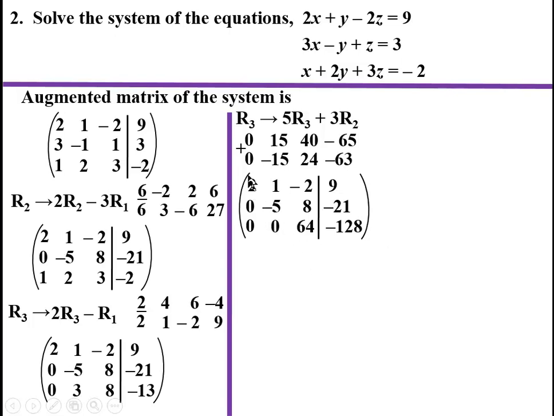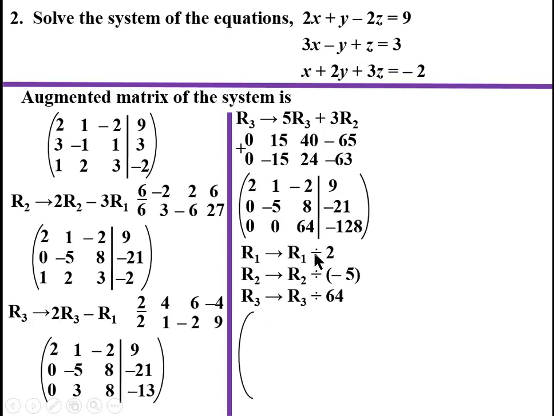From here now, we can reduce the leading entries to 1, 1, 1. Which means the first row is going to be divided by 2. The second row will be divided by negative 5. And the third row will be divided by 64. So here we go. From the first row, 2 divided by 2 gives 1. 1 divided by 2 gives half. And negative 2 divided by 2 gives negative 1. And 9 divided by 2 gives 9 over 2.